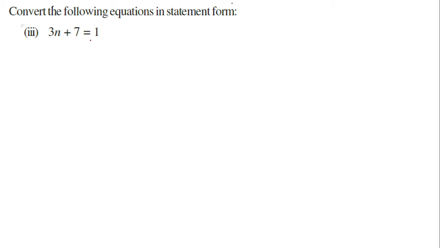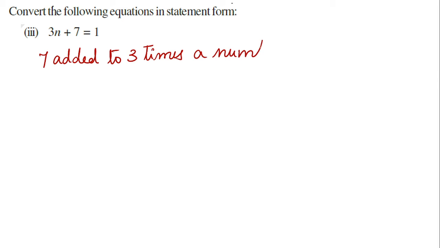Three n plus 7 is equal to 1. So if you add 7 to 3 times a number n, it gives you 1. So let us write this. 7 added to 3 times a number n gives 1. So 3 times a number means 3 into n, 3n. What you should add? 7. If you add 7 to 3 times a number, it gives the value 1.